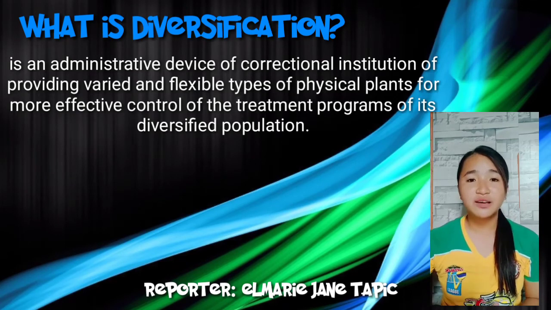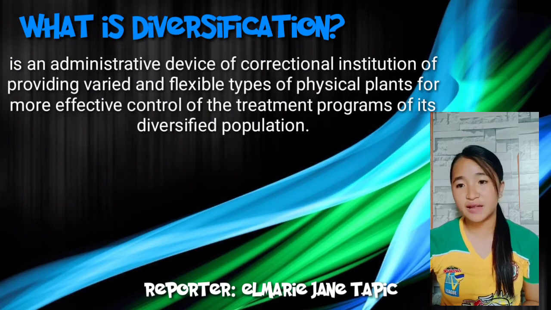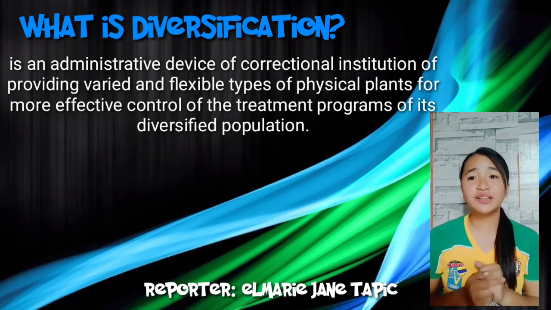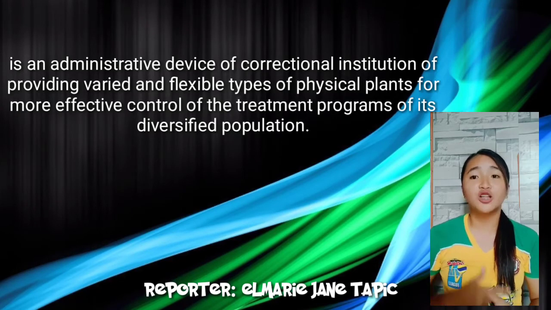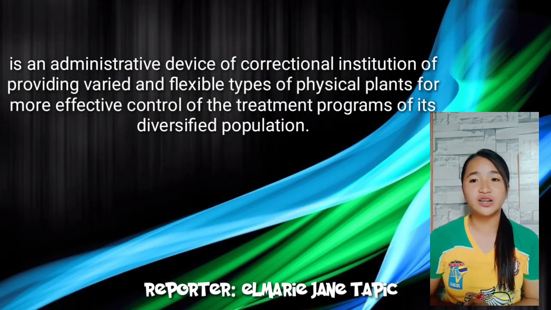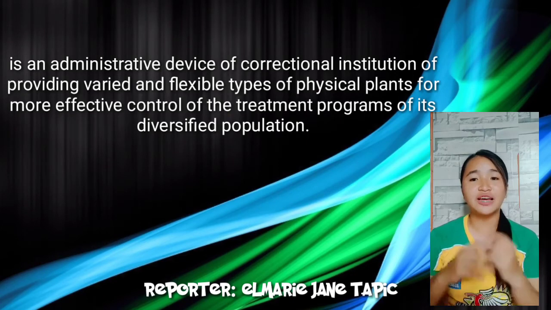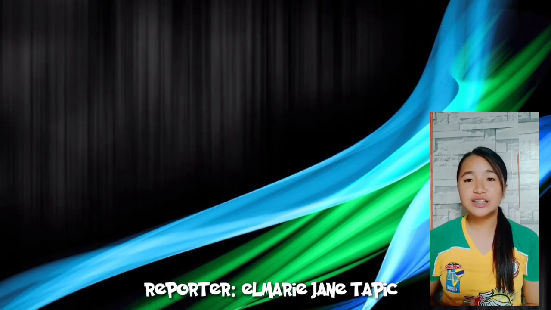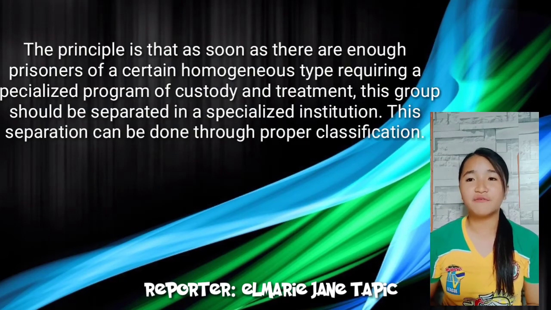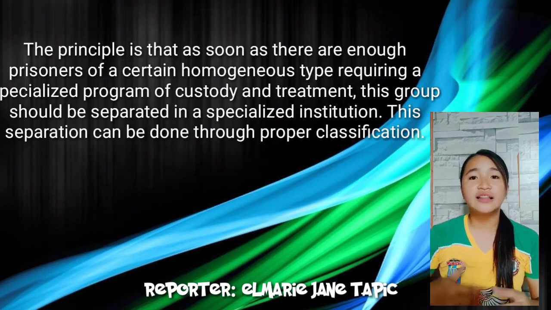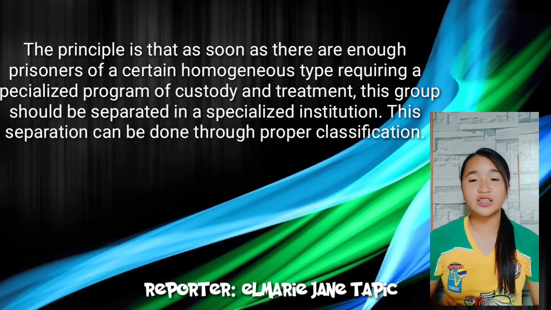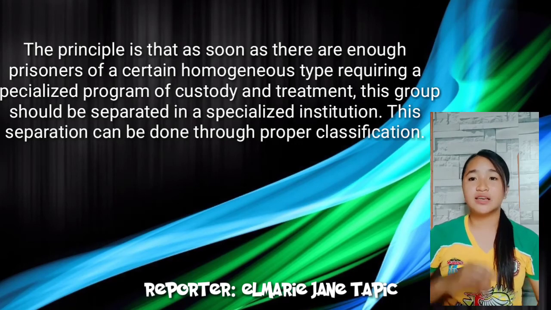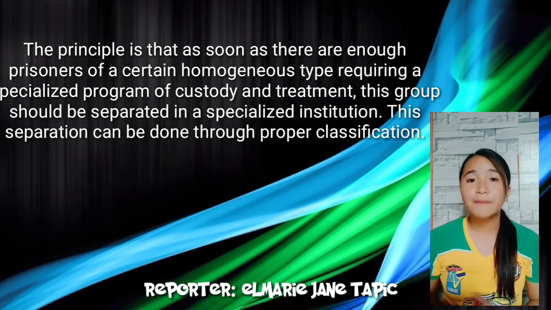And when we say physical plans or physical planning, it is a form of urban land use planning which attempts to achieve an optimal spatial coordination of different human activities for the enhancement of the quality of life. And the principle is that as soon as there are enough prisoners of a certain homogeneous type requiring a specialized program of custody and treatment, these groups should be separated in a specialized institution, because this separation can be done through proper classification.